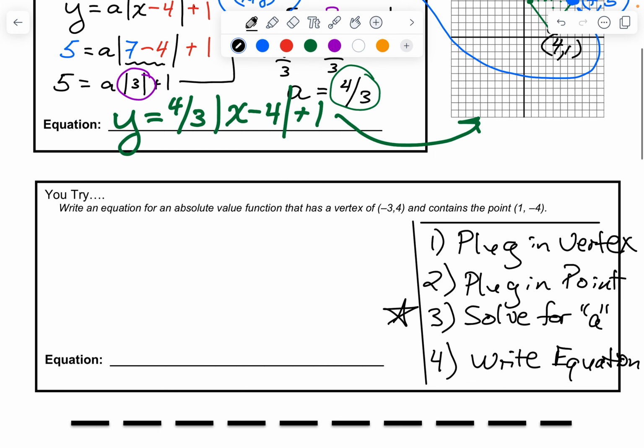All right, now listen, if you're watching this video, you're probably not in class or you weren't here for class, but you really want to try this problem, okay? You want to actually see if you can do the steps to write this equation. So go ahead, start with the vertex. You should be filling that in for h and k.